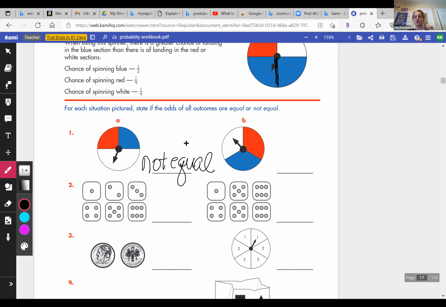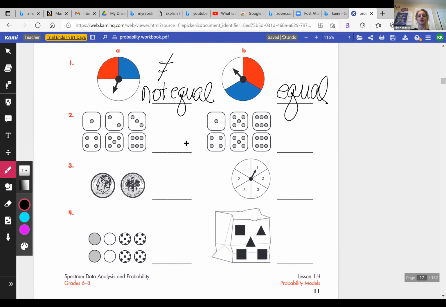And in math, if you ever wanted to write not equal, you could write an equal sign with a line through it. You usually use it between two numbers when they're not equal to each other, like 2 is not equal to 3. On 1B, are all the outcomes equal? Yes, because there's 3 equal spaces and each a different color. So these are equal. Okay, so try 2, 3, and 4 on your own.